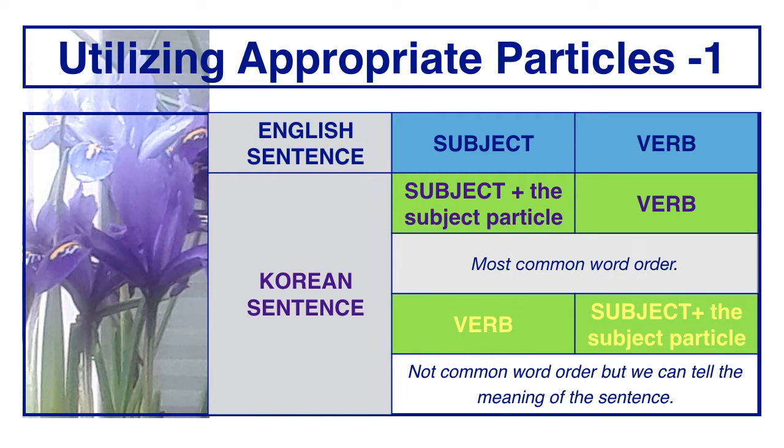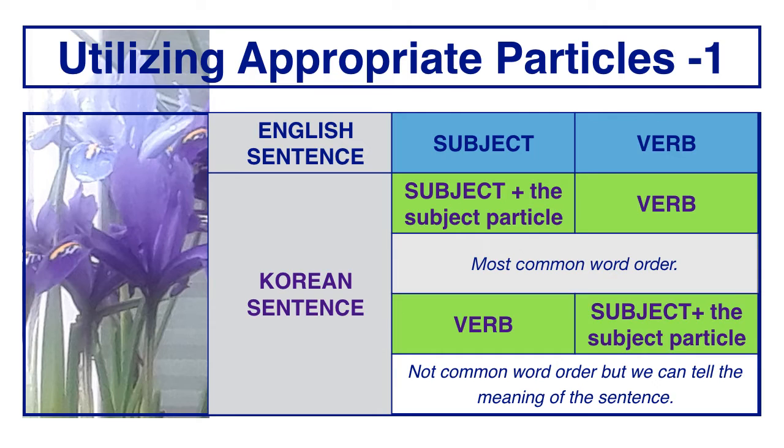In Korean sentence structure, the location of each word is more flexible as long as appropriate particles after each noun are used. So, the Korean sentence, the word order will be either subject followed by the subject particle and verb, or verb and subject followed by the subject particle.